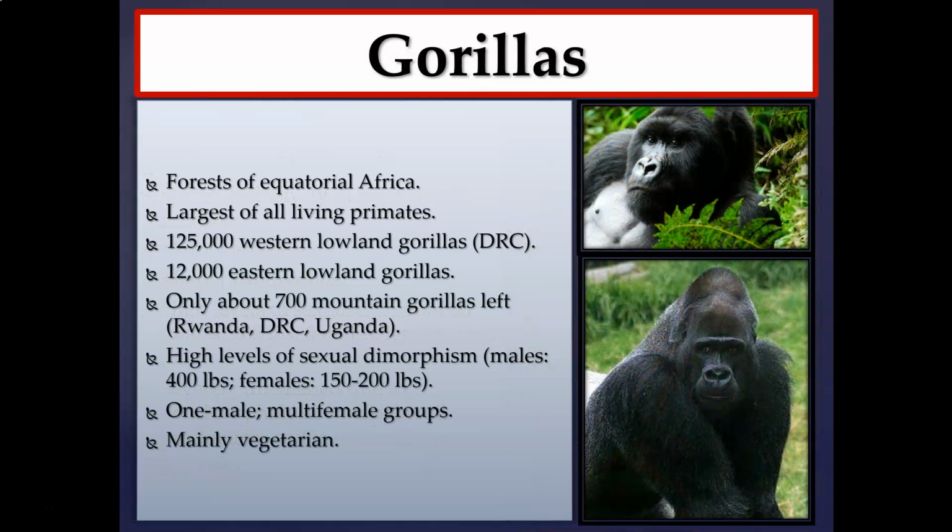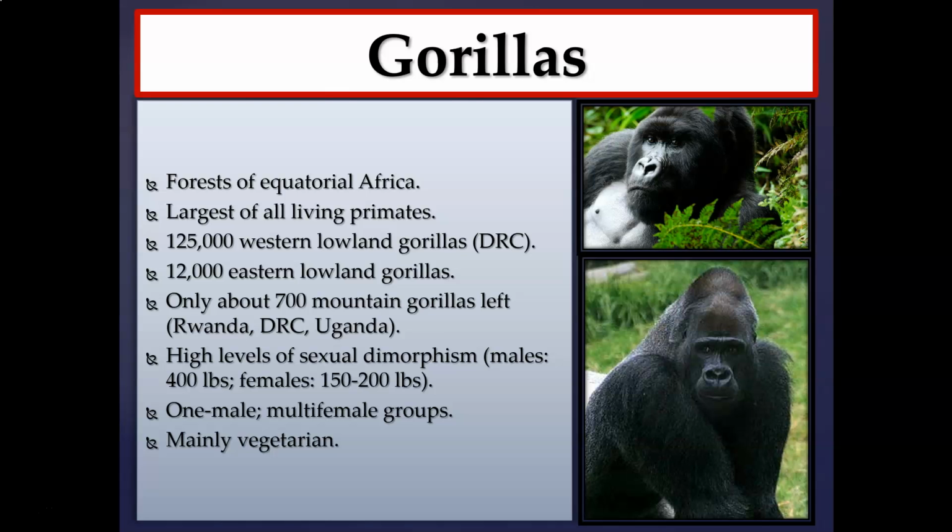All right, gorillas. There are different species of gorillas. There's western lowland gorillas, eastern lowland gorillas, and mountain gorillas. They're found in the forests of equatorial Africa, and they are the largest of all of the living primates. They also have extremely high levels of sexual dimorphism. Males are generally around 400 pounds, and females are somewhere between 150 and 200 pounds. Their mating structure, they live in harems. They live in one male, multi-female groups.